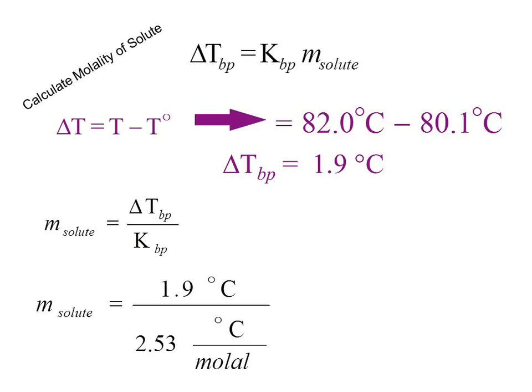Okay, rounded to 2 significant figures, the molality of our solute, which we never will know what it is, but its molality in terms of moles of solute per kilogram of solvent is 0.75 molal. So now we're going to use that forward in our freezing point depression equation.